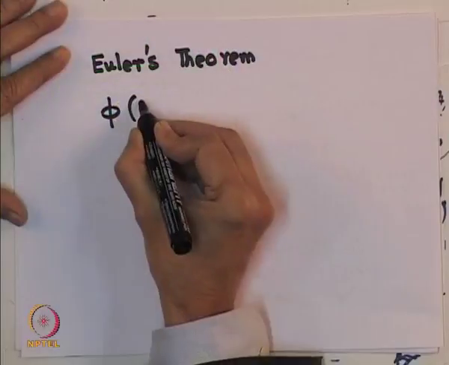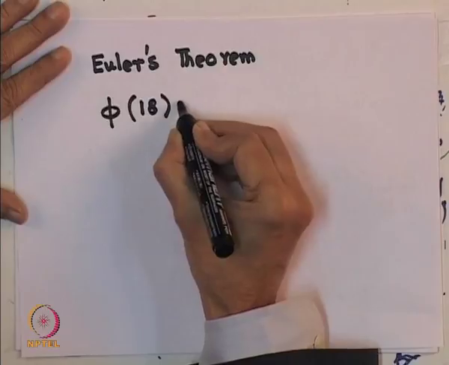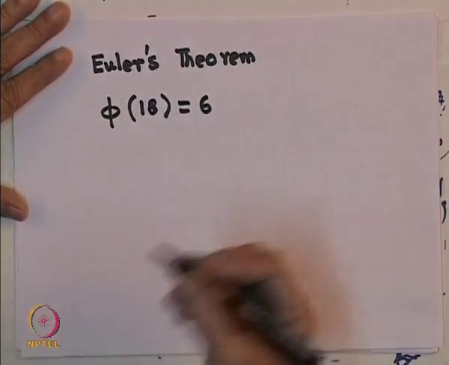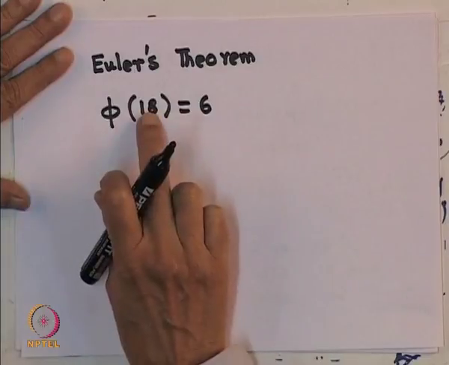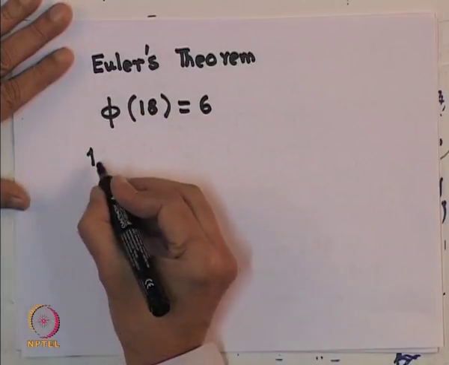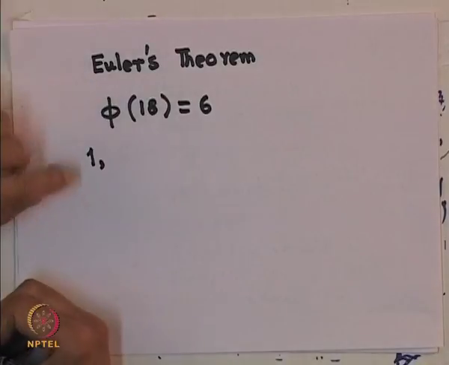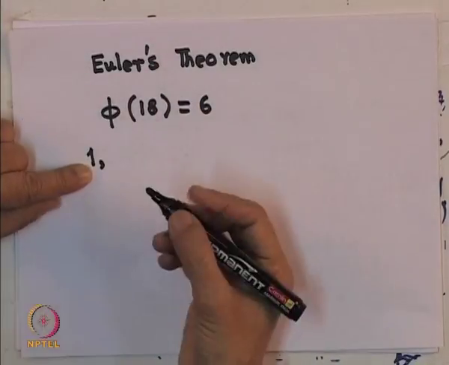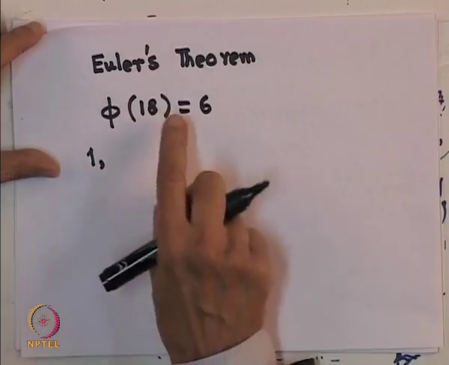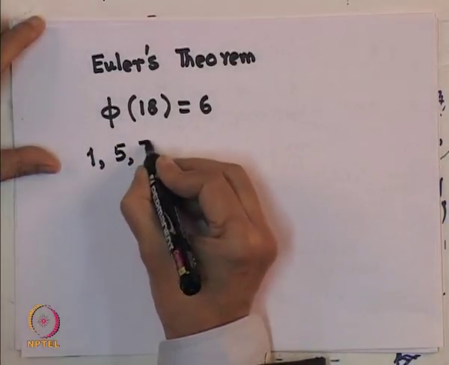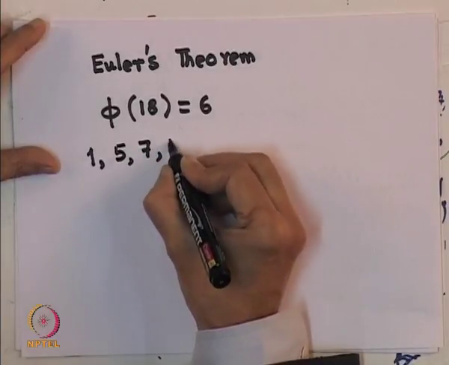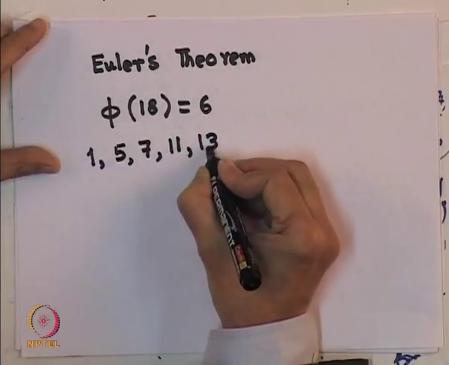Just to give you an example, consider phi 18. So, phi 18 is equal to 6. All that I do is to count how many numbers less than 18 have no factors common with 18, and we use 1 as a part of the set by definition. 2 is a factor of 18, 3 is, 4 is, I mean it is not a factor, but there are common factors between them. 5 does not have a factor, 7 does not have a factor, 11 does not have a factor, 13 and 17.